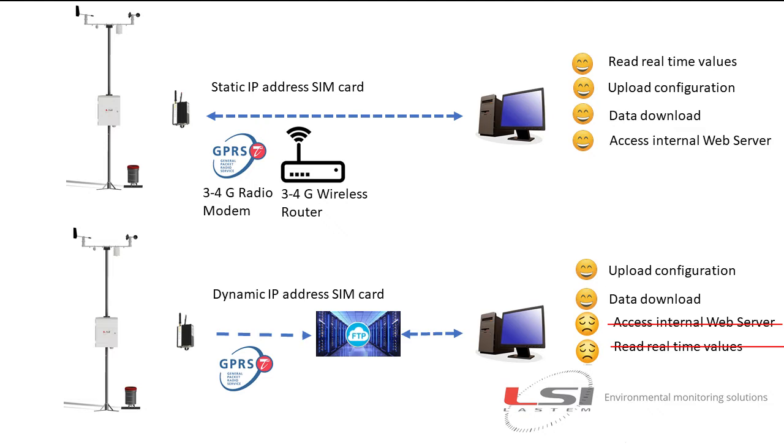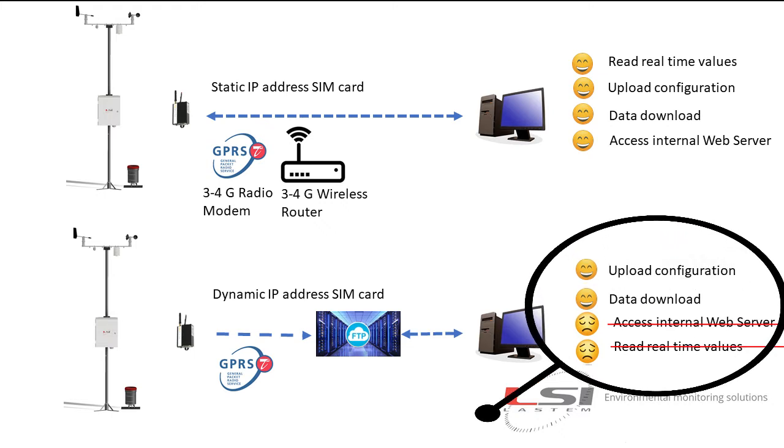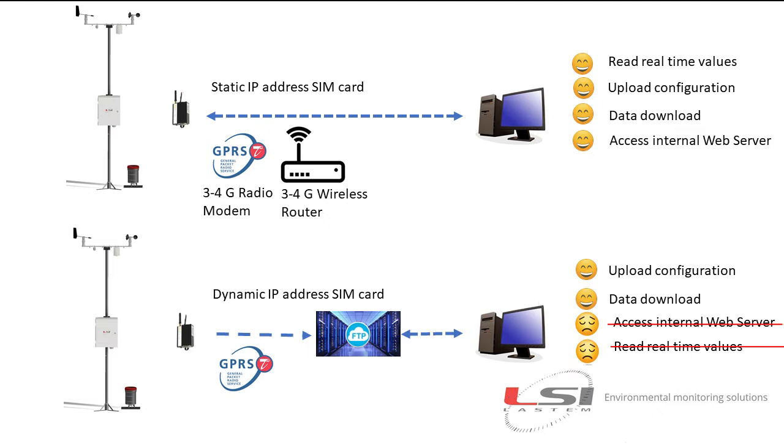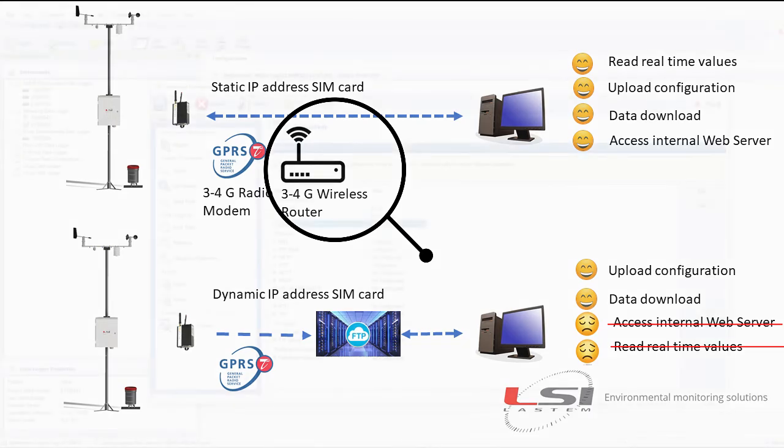While AlphaLog is using a radio modem for data communication with a dynamic IP, the use of the FTP server is the mandatory option to upload the configuration and to download the data. Also, real-time values and web server access are not possible using a SIM card with dynamic IP. In case of fixed IP requirements, it is better to evaluate the use of a wireless router instead of a radio modem.